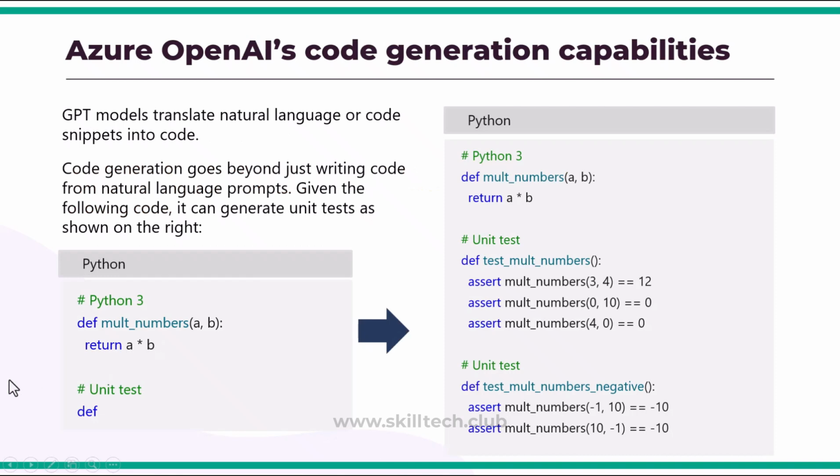On the other hand, we can also use the code generation capabilities of Azure OpenAI, which is mostly useful for developers. As you can see here, we have Python-based code which is going to be generated with this configuration. So on the left side, we have a GPT model which can translate our natural language or code snippet into a particular code generation mechanism. On the left side, we have some Python logic. If you're a developer, you will be able to understand this default configuration code which is there.